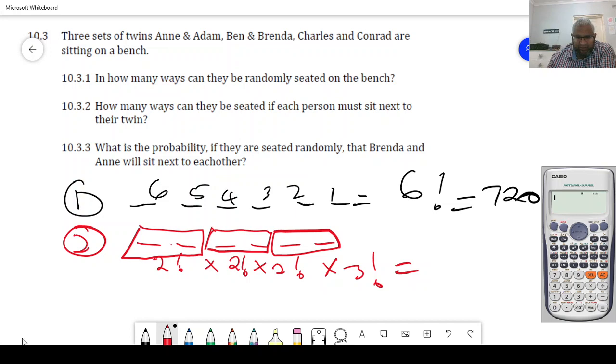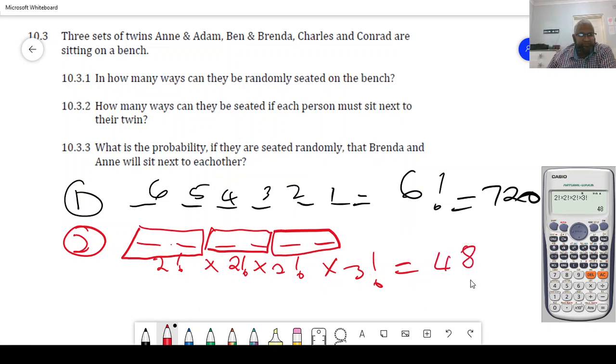For those of you who don't know how to use that on the calculator, we say 2 factorial, you press shift, times 2 factorial, times 2 factorial, times 3 factorial. That gives an answer of 48. Okay, the program is lagging a bit.